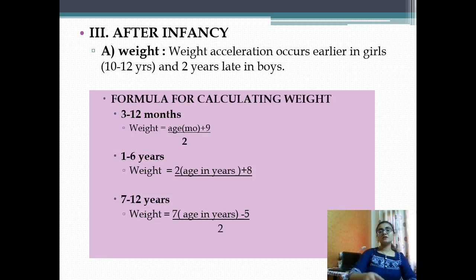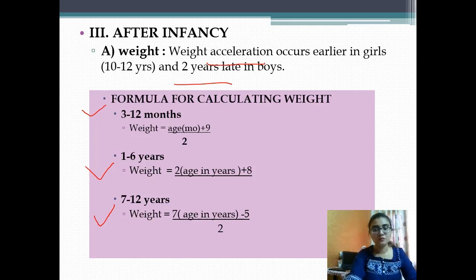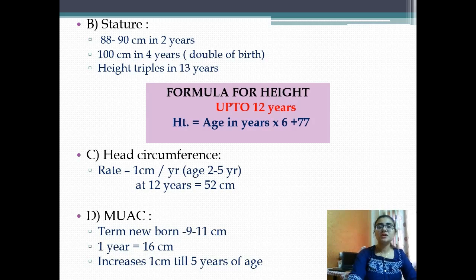Moving to after infancy, there are some formulas given according to age for the calculation of weight, and we have to remember all these formulas, learn them, and always know that weight acceleration occurs earlier in girls and 2 years later in boys. Girls mature earlier than boys. Stature at 2 years, the height of the baby is around 90 centimeters and becomes 100 centimeters at 4 years, which is double the birth length.